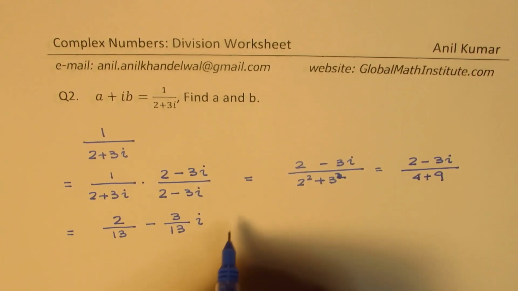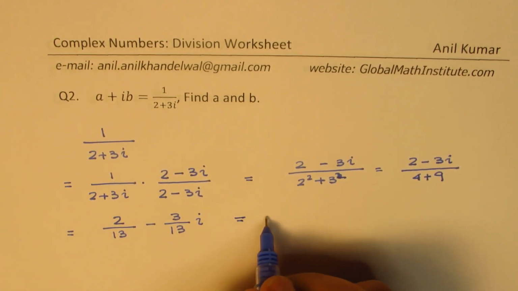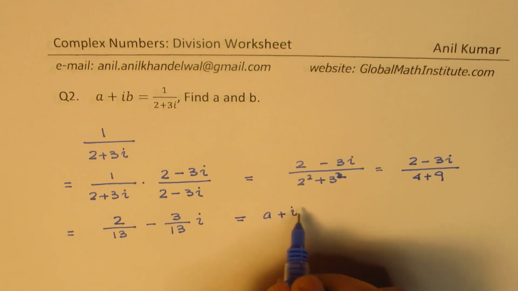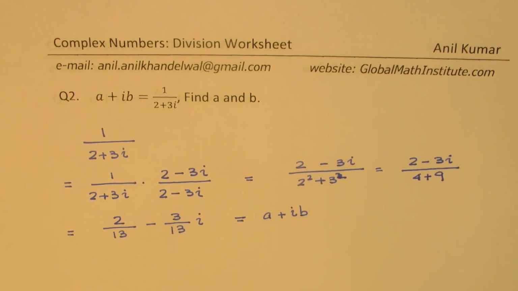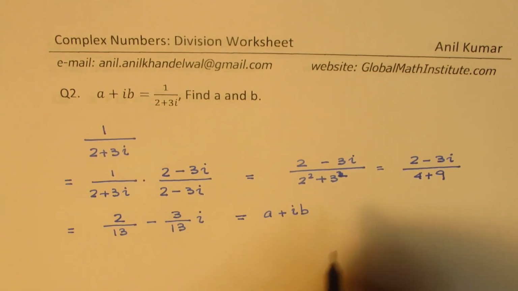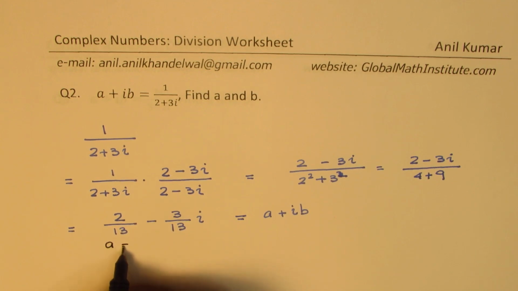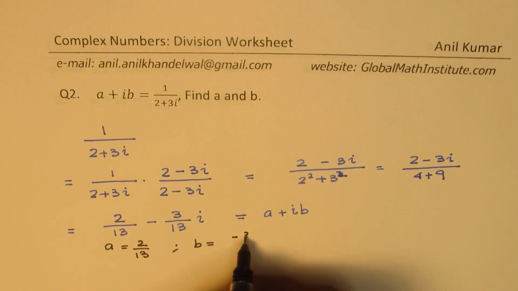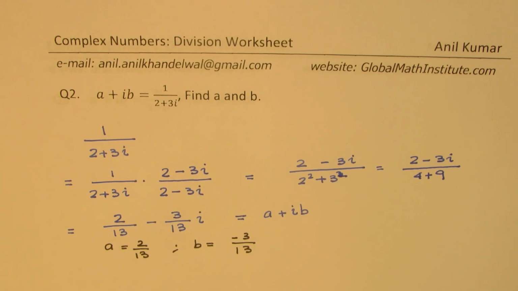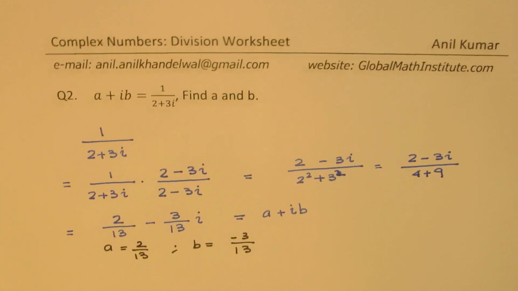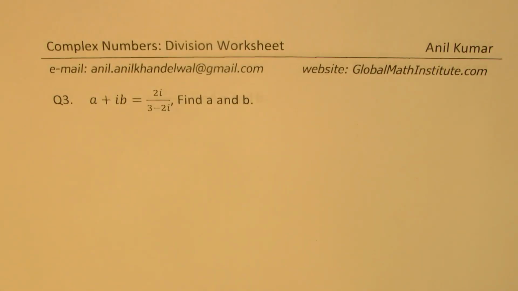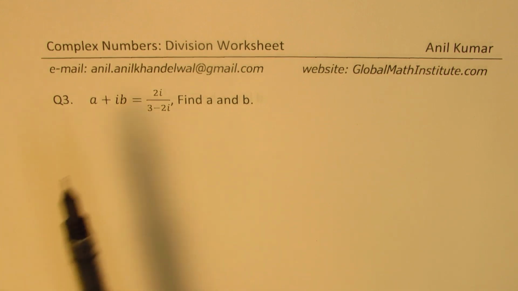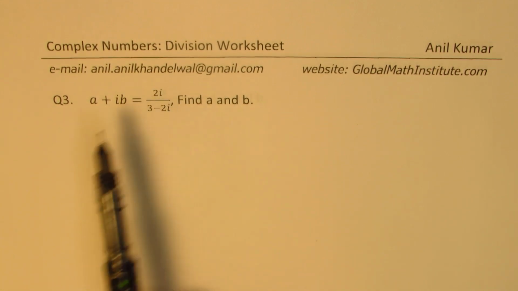So if you want to make it equal to a plus ib, that clearly indicates that a is equal to 2 over 13 and b is negative 3 over 13. Is that clear? Perfect.